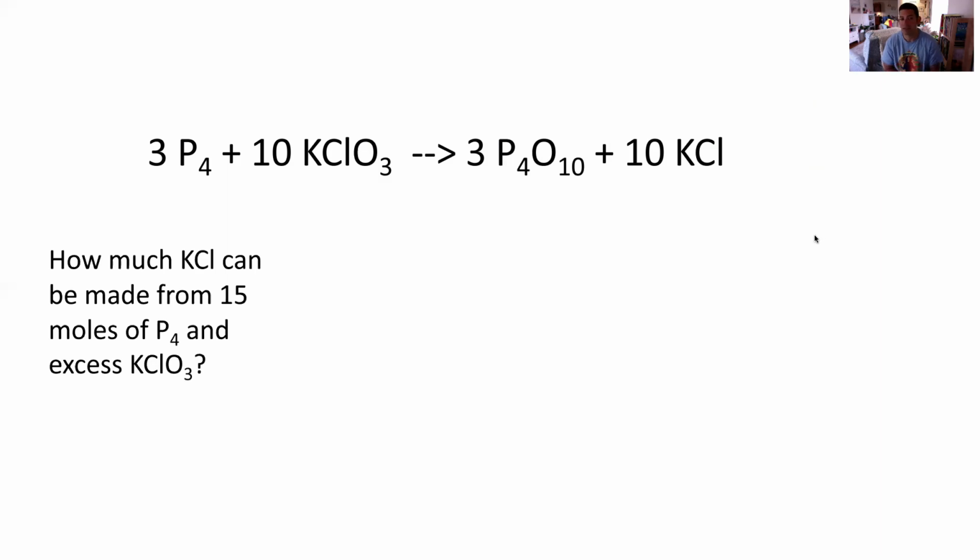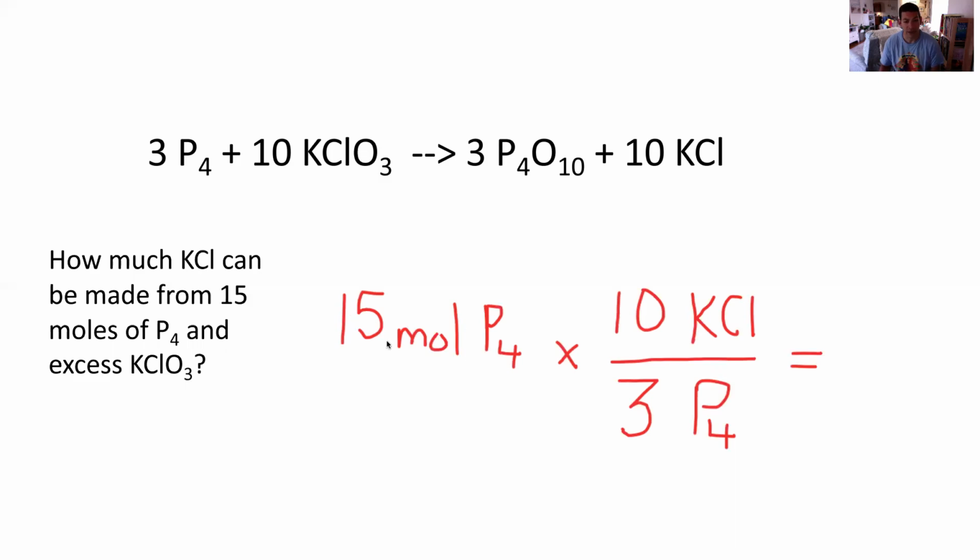So let's say we get this question. How much KCl can be made from 15 moles of P4 and excess KClO3? What they're saying is we have 15 moles of the P4 and we have as much KClO3 as needed. It's in excess. And we want to figure out how much KCl we're going to make. This is the type of problem we saw last week.